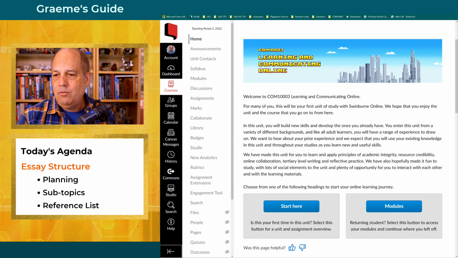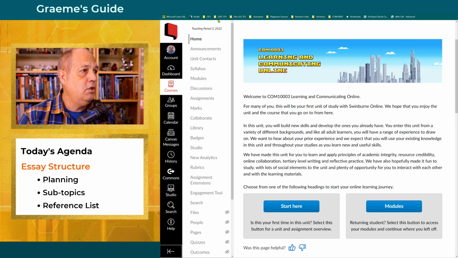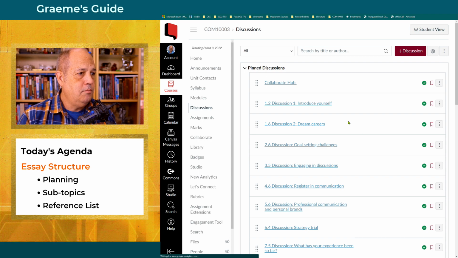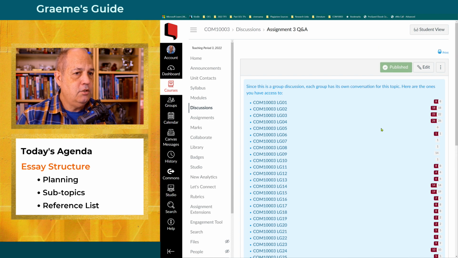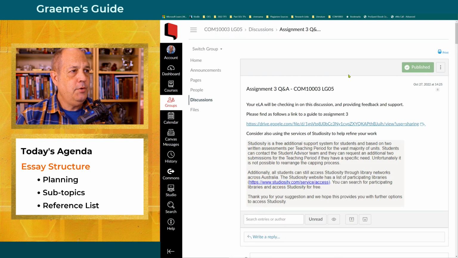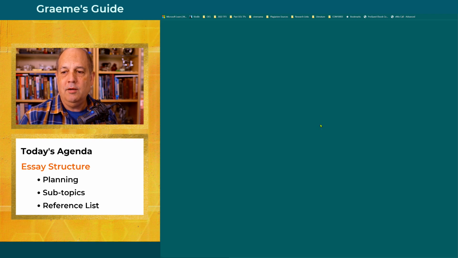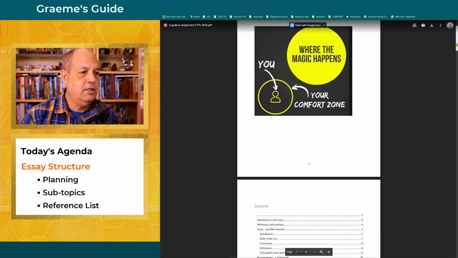Now, the next thing I wanted to look at was the subtopics for this particular essay in assignment 3. So I'm going to go to our discussions and down to assignment 3. Let's go into group 5. At the top of the discussion here, Tanya has provided a link to a Google Drive document. Let's click on that and look for the section that Tanya's provided on the subtopics or the content that needs to be discussed.